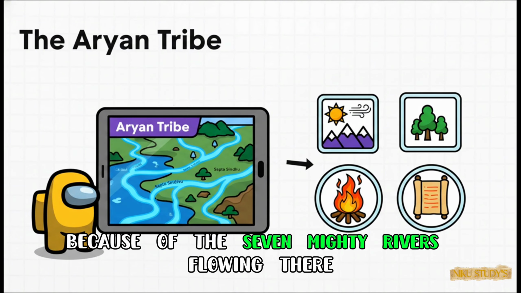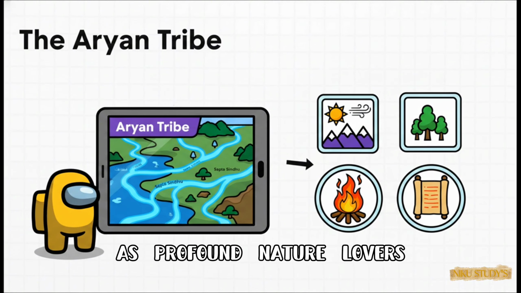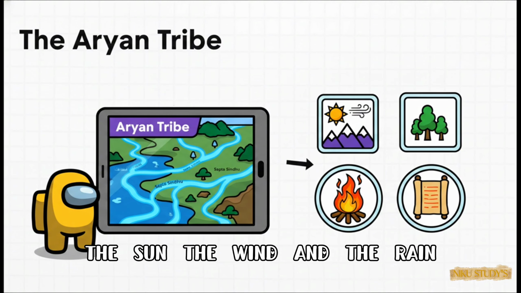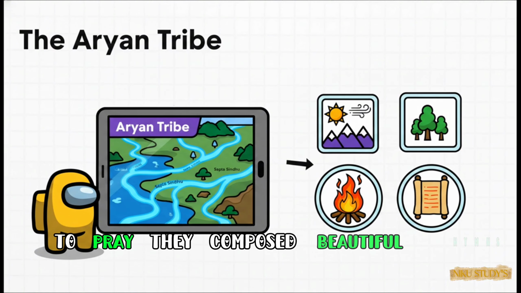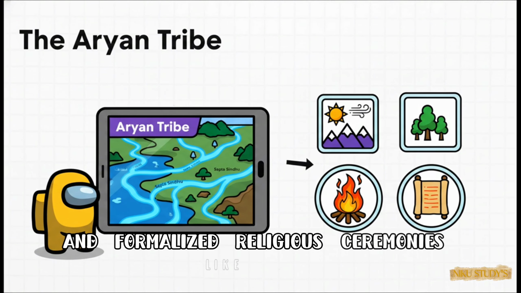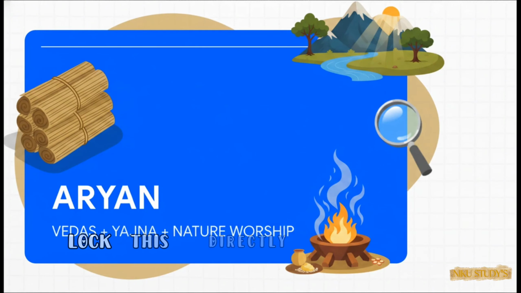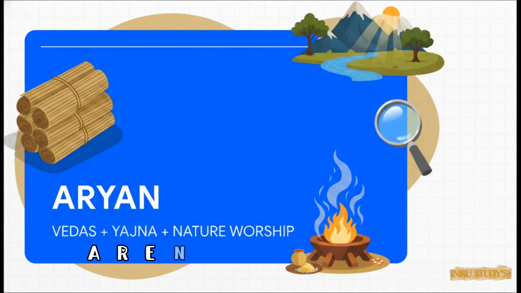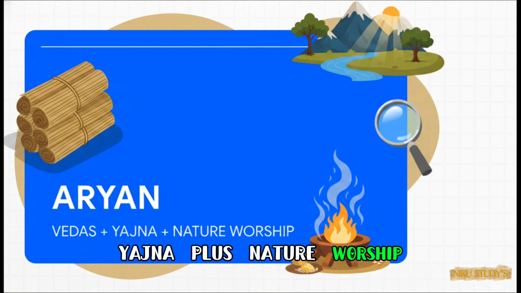mighty rivers flowing there. As profound nature lovers, they worshiped the trees, the mountains, the sun, the wind, and the rain. To pray, they composed beautiful hymns called Richas, championed the Vedas, and formalized religious ceremonies like the Yagya. Lock this directly into your exam memory bank right now. Aryan equals the Vedas plus Yajna plus nature worship.